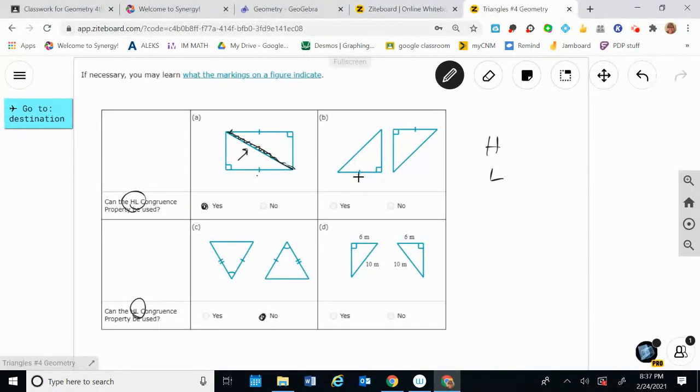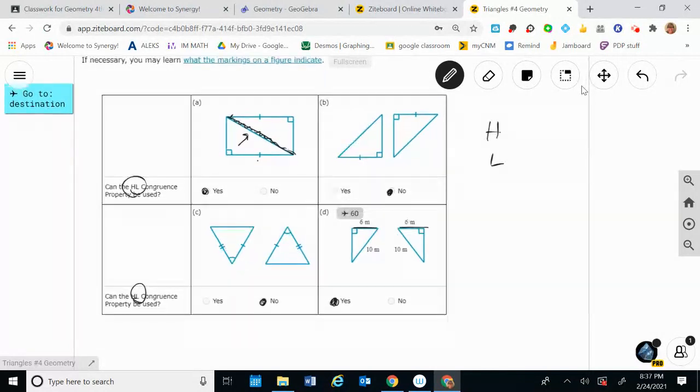These guys didn't give us the hypotenuse. This one doesn't say that they're equal. So this one is no, we cannot use it. This one is no, because it's not a right triangle. And this one, they gave us a leg. By the way, both sides are called legs, and that's the hypotenuse. So you have two legs and a hypotenuse, okay? And they gave us a hypotenuse. So the answer for this one would be yes. Okay.